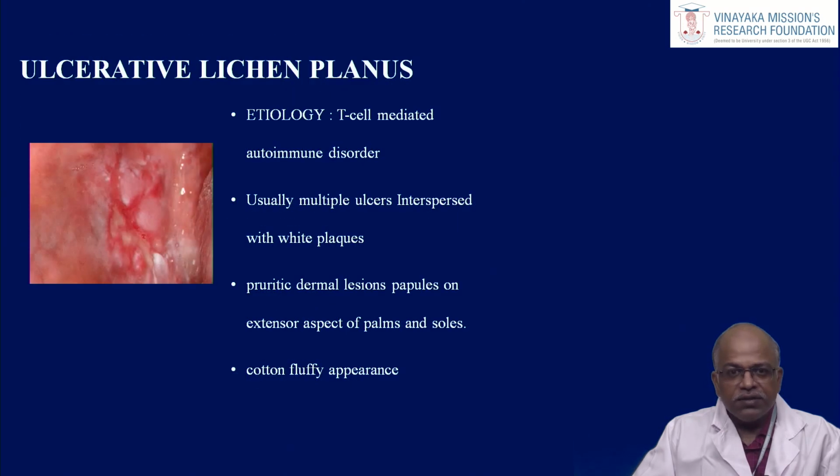Ulcerative lichen planus is a T-cell autoimmune mediated disorder characterized by cotton fluffy white appearances along with ulcers. They are also characterized by pruritic dermal lesions on the extensor aspect of the palms and soles.